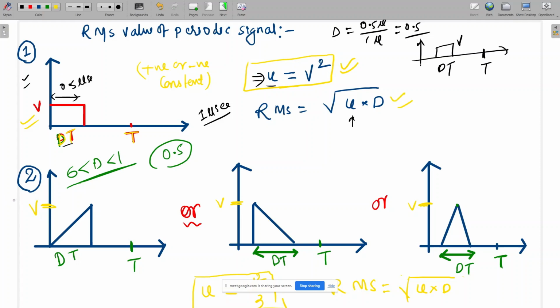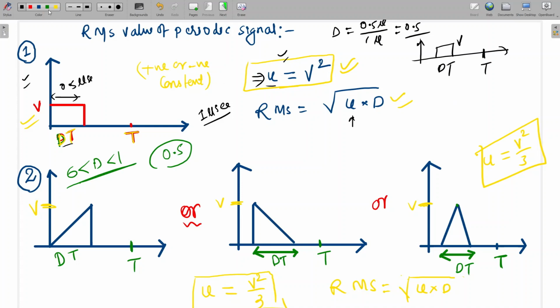For triangles also, I have written different kinds of triangles here. For all kinds of triangle, if it is available for D duty time, what will be the U for this kind of function? U will be V square by 3. One thing you should know: either this will be positive or negative. Here it is positive. If it is negative also, the U will be the same because the square will be positive.